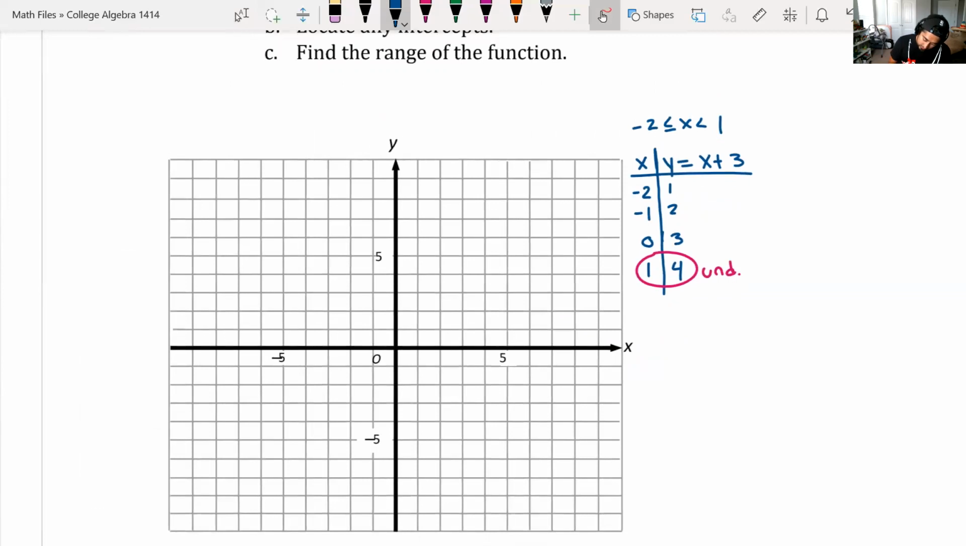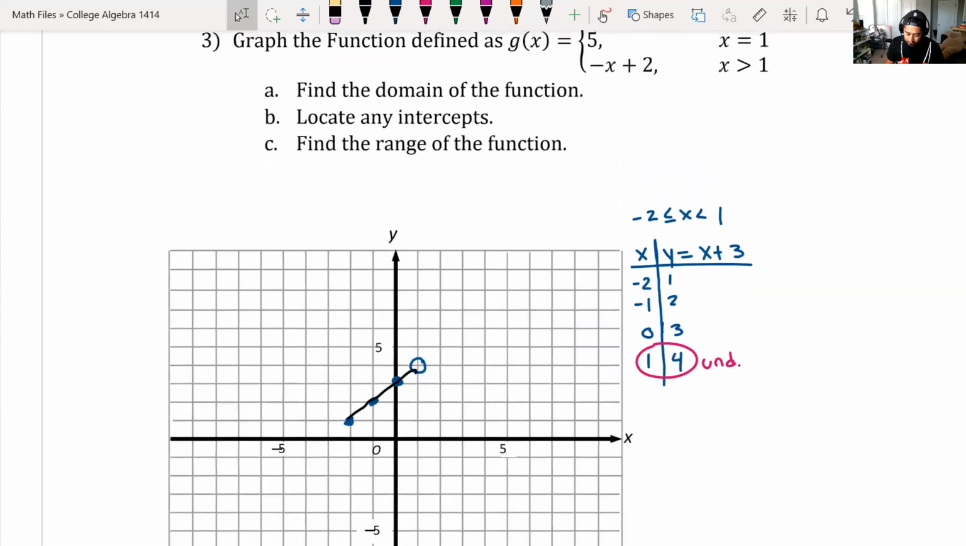So -2, -1. -1, 2. Oh, wait, I keep messing that up. -2, 1. -1, 2. 0, 3. And 1, 4, which will be open. So here's what the first function looks like. That's it. That's all there is to it.